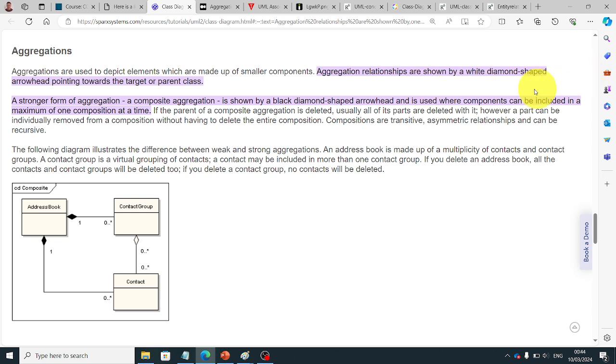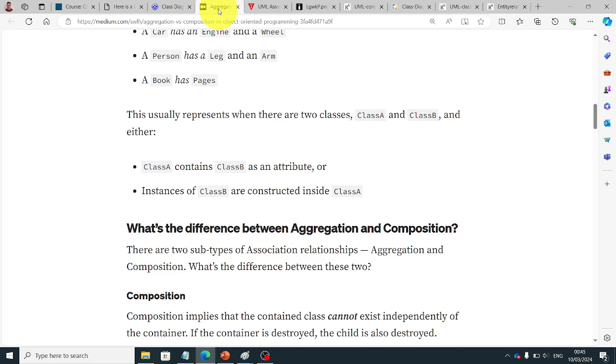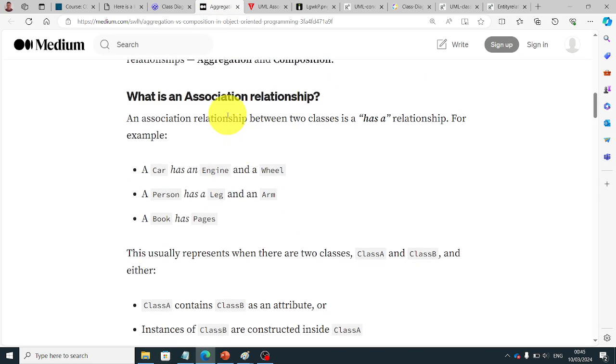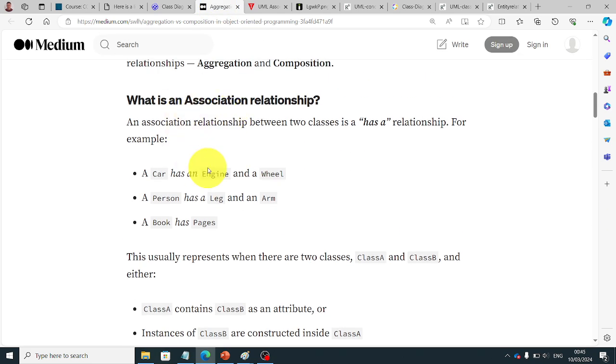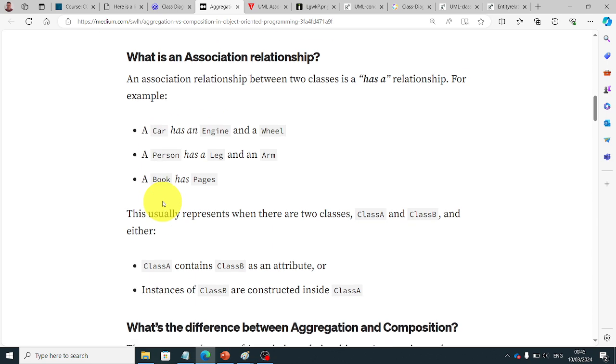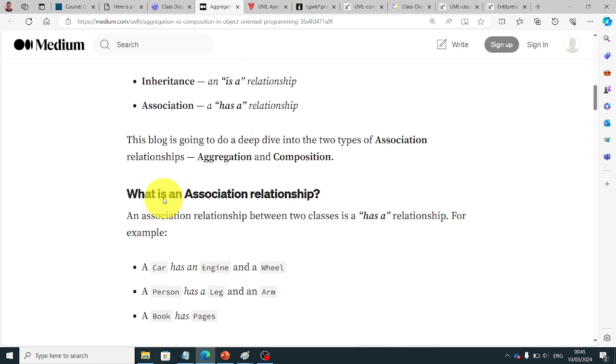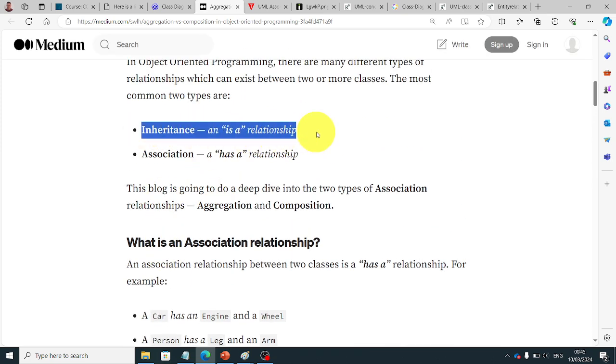Here are some basic aggregations. The white diamond points towards the parent class. You can see here you've got an address book. Imagine a physical address book. You'd have a bunch of contacts in it. The contact is owned by the parent class. It's important that you get this, because there are different types of relationships. This is a has relationship, whereas inheritance, which we'll do in another video, is an is relationship. So let's leave inheritance for now.